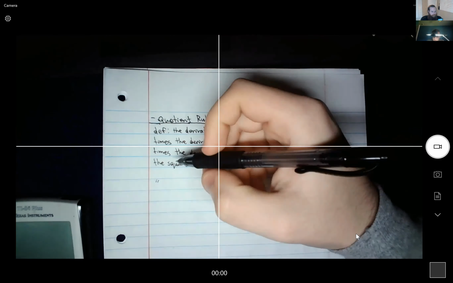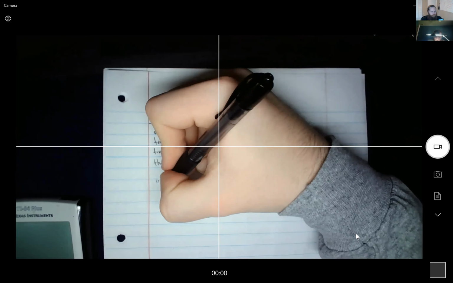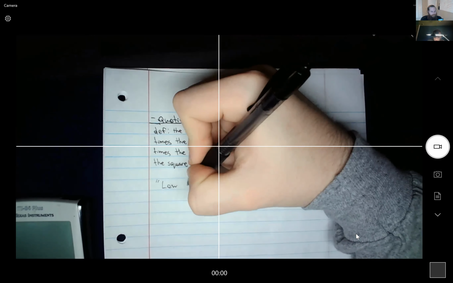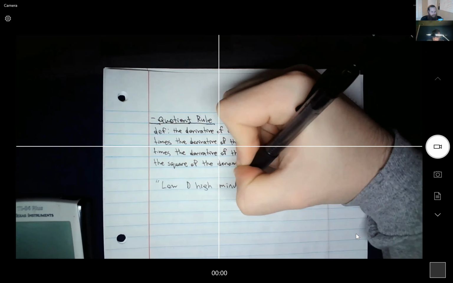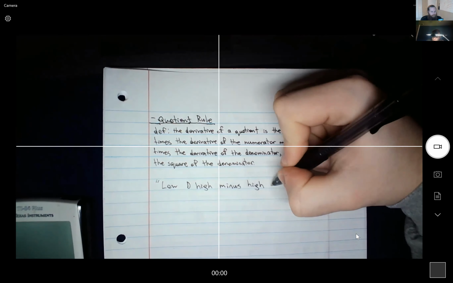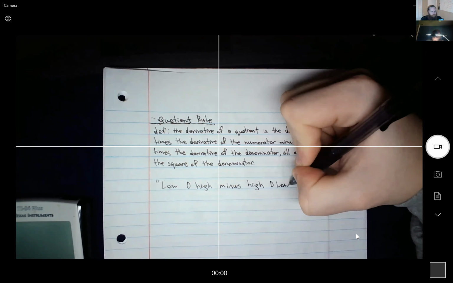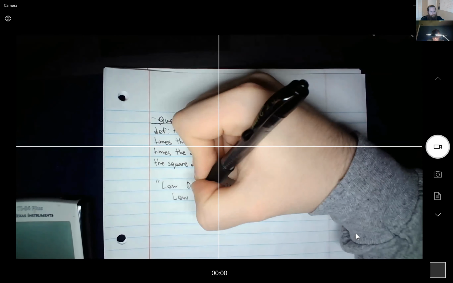So here is another mnemonic that, if you took a calculus class in high school, you probably learned: low d high minus high d low all over low squared.